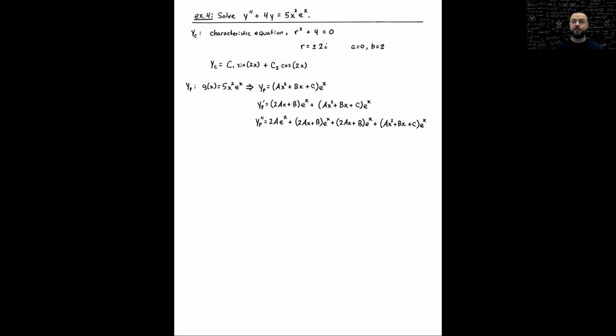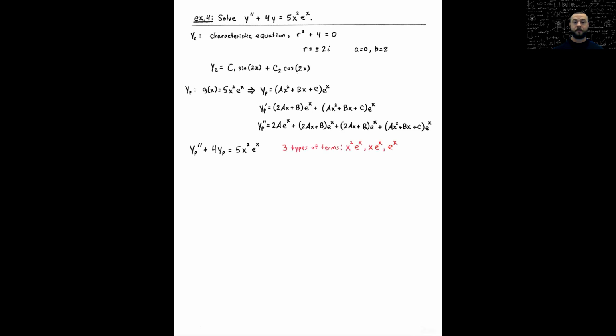All right, now what I want you to notice is there are only 3 types of terms present through that whole mess of yp, yp prime, and yp double prime. The 3 types of terms that are present are x squared times e to the x, x times e to the x, and just e to the x.